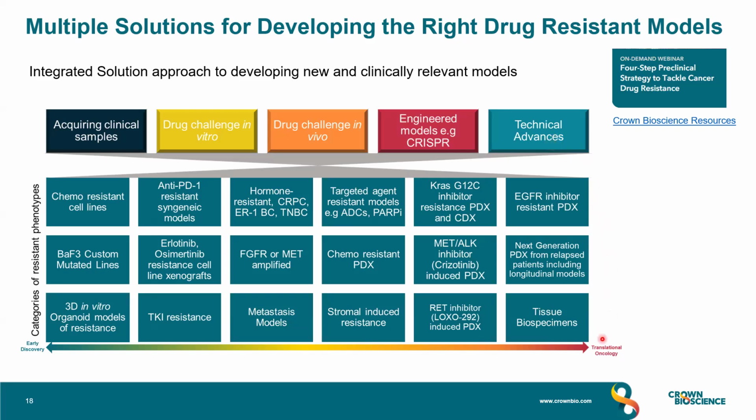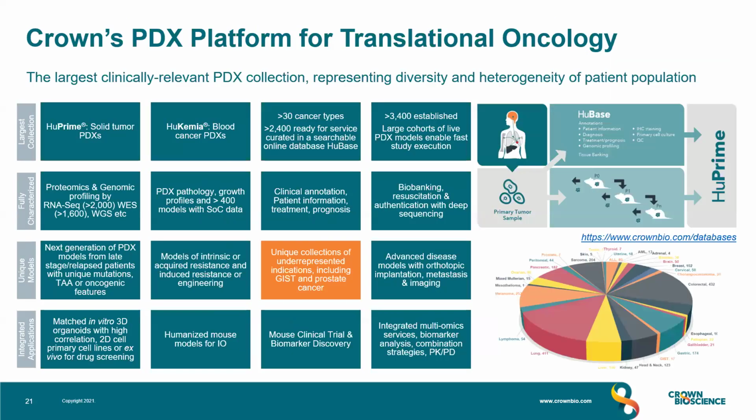And then the boxes here represent the different resistant phenotypes. And you can see a number of PDX models here resistant to targeted agents where resistance has emerged, or chemotherapy resistance. And these are more translational oncology models in comparison to the cell line models, which are typically used in early discovery. And you can learn more about our strategy for resistance in our on-demand webinar, and also I'll give you some examples as case studies.